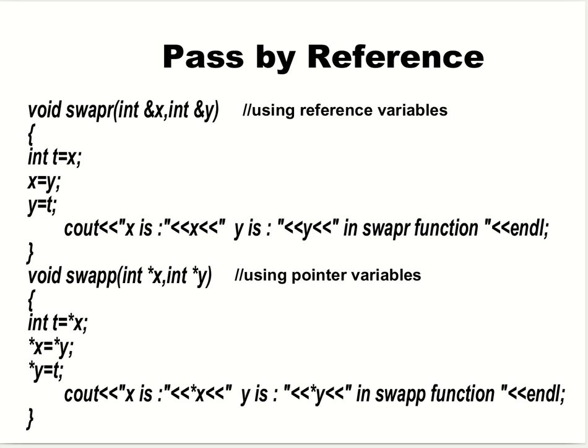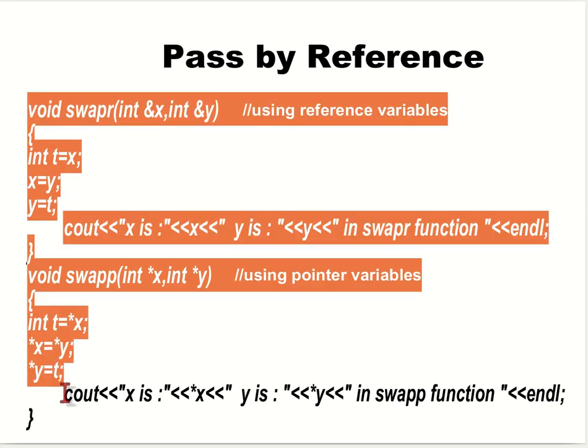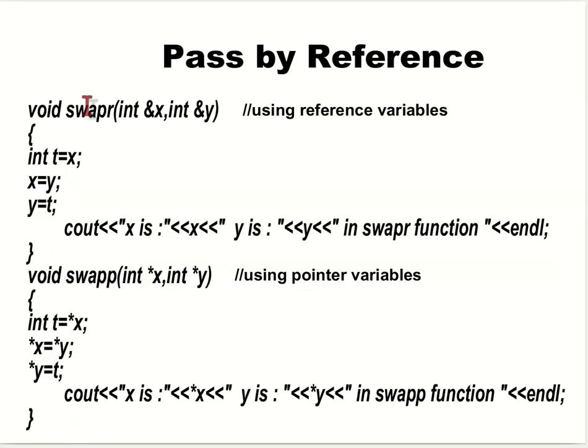The program we will be using is the swap of two variables. As we can see, there are two different functions, swap R as well as swap P. Swap R uses the reference variables, which we have already discussed, and swap P uses the pointer variables.